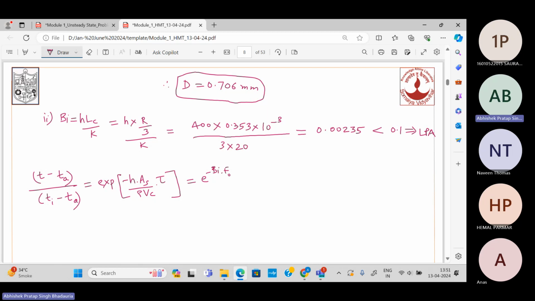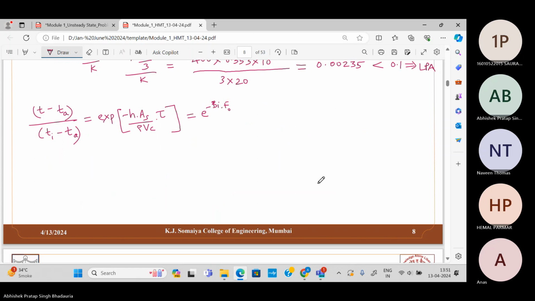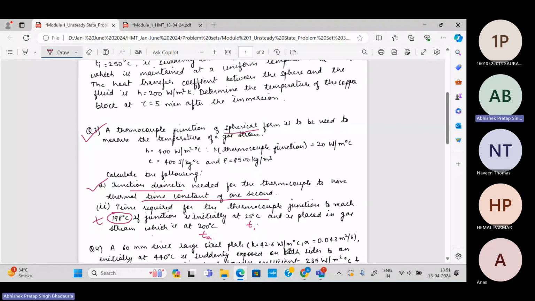Now just calculate this. Either you use this expression or this expression, we can find a solution. I'm going to use the first one. So put the values. T is 198, minus Ta is 200 degrees Celsius. You can see we have already marked: T is 198, Ta is 200, Ti is 25.